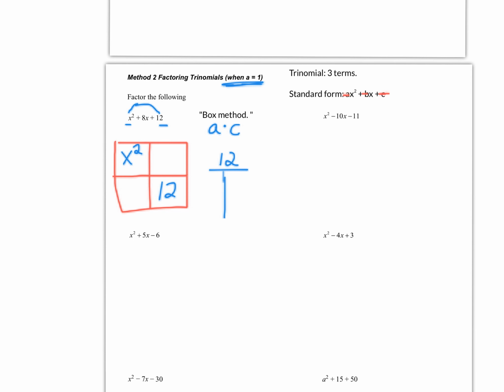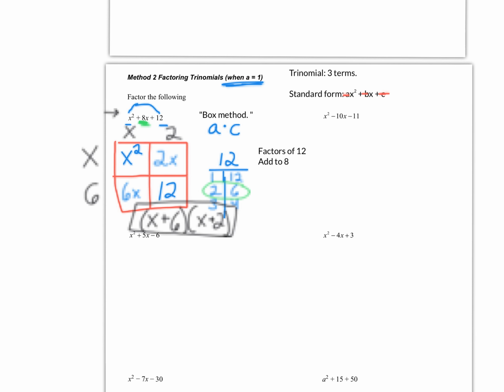And we need factors of 12. Let me jot this down. We want factors of 12, so things that multiply to 12, that add to the middle term, 8. Factors of 12 that add to 8. And again, I get 8 from right here. Well, all the factors of 12 are 1 and 12, 2 and 6, 3 and 4. Which one of those add to 8? That's going to be our 2 and 6.